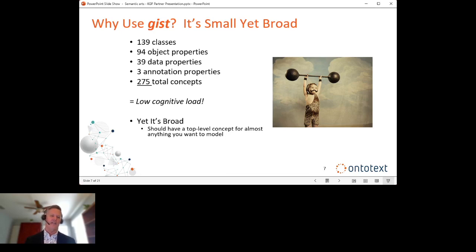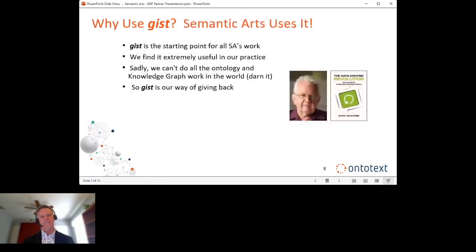The intent, as we have built it, is to have a top level concept for almost anything you would model. So it's not, say, just a medical or business or financial ontology. It's really a starter set for anything you might need to model. And I'll get into some examples of that.